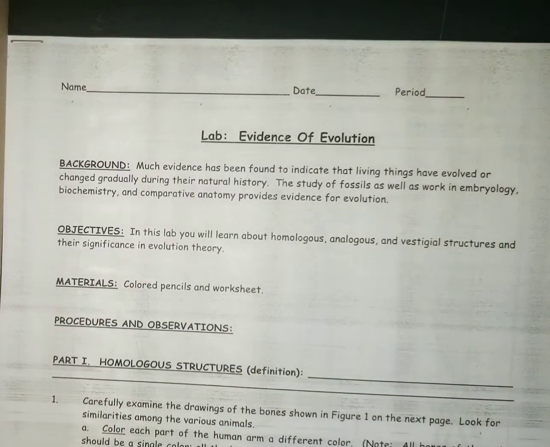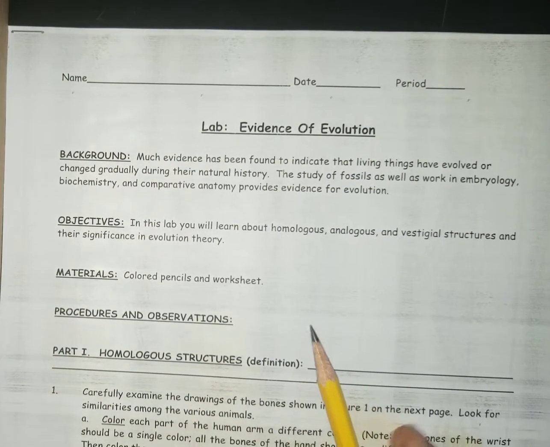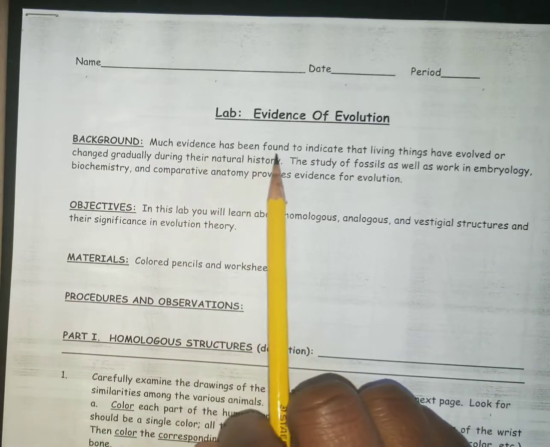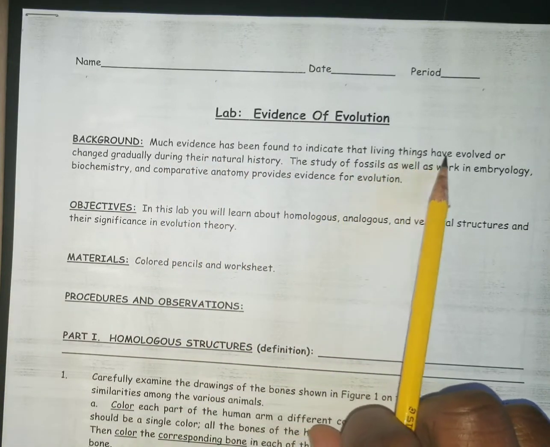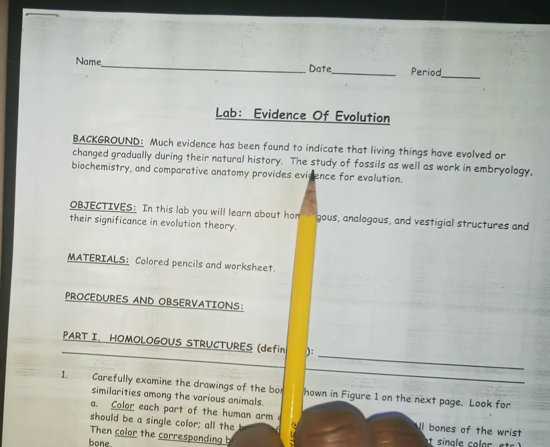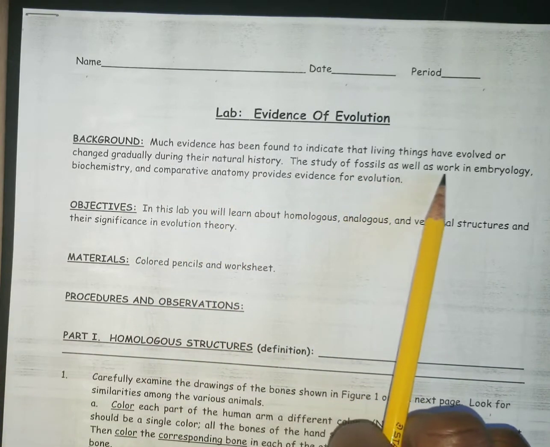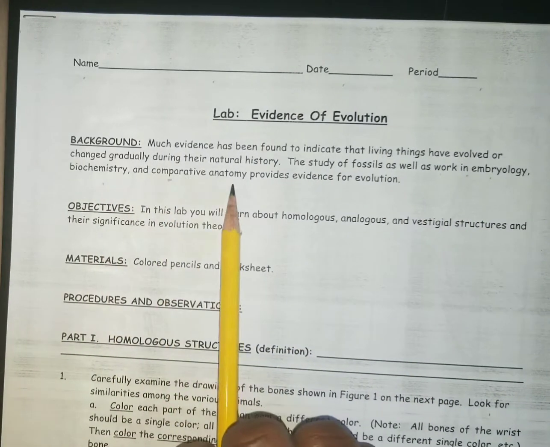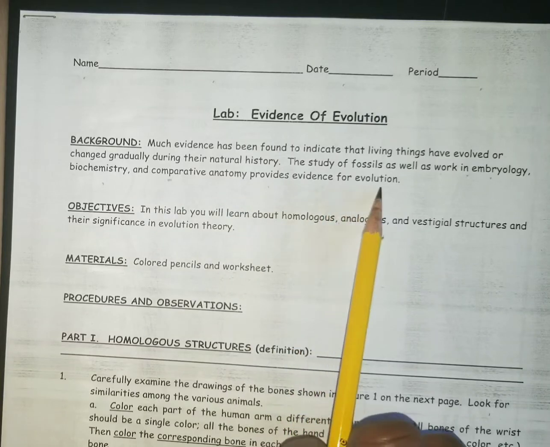Today we're going to do a lab on the evidence of evolution. We're going to take a step back and look at the key vocabulary: homologous structure, analogous structure, and vestigial structures. The background: much evidence has been found to indicate that living things have evolved or changed gradually during their natural history. The study of fossils, as well as work in embryology, biochemistry, and comparative anatomy, provides evidence for evolution.